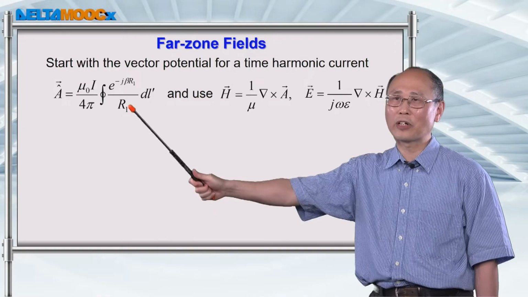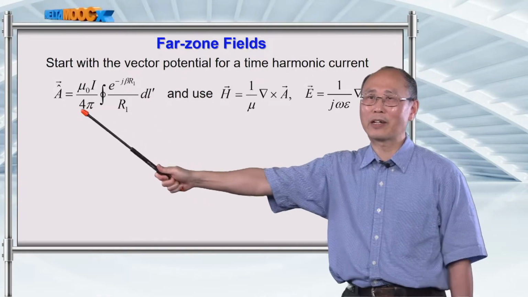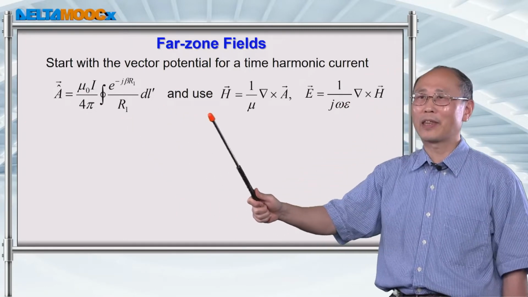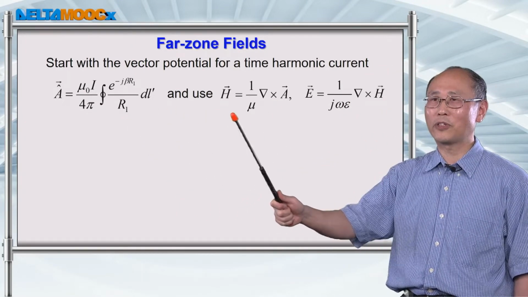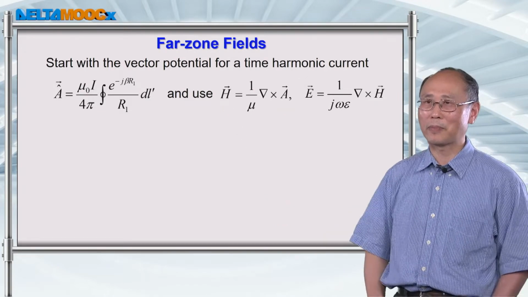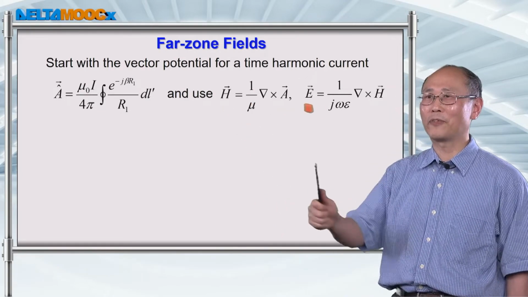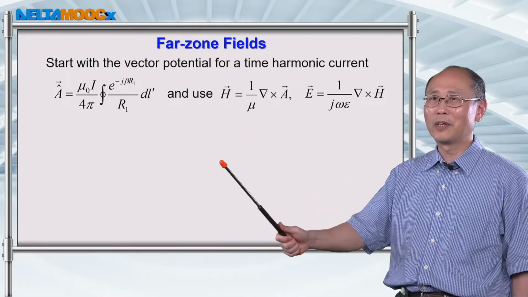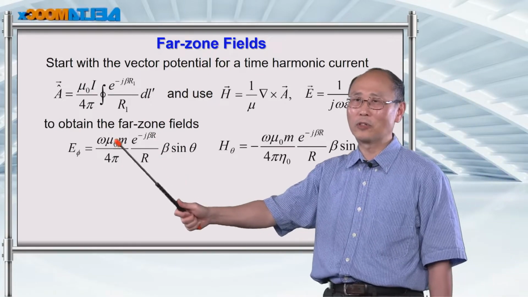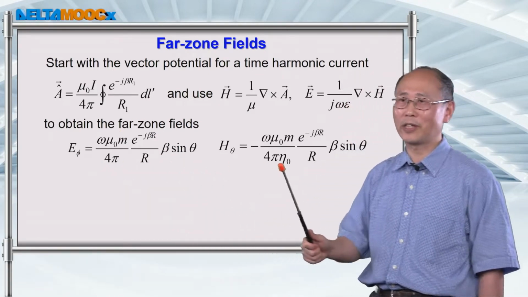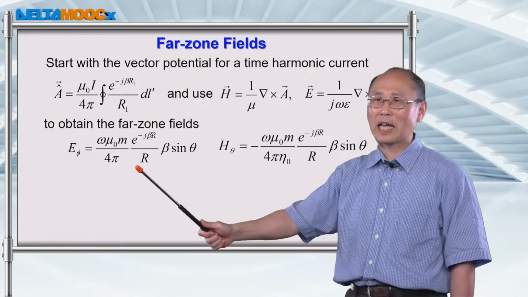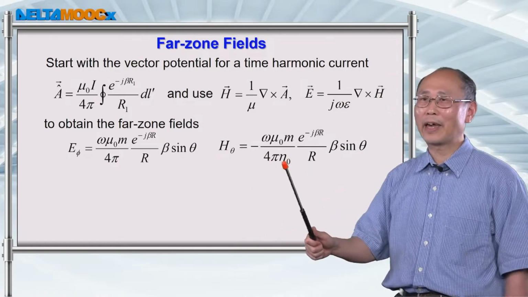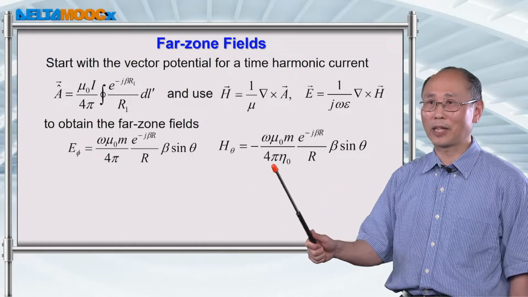So initially you have a current loop. You can calculate the vector potential at location r, and then you use this expression to calculate the magnetic field. Once you have the magnetic field, then you use Ampere's law to derive the electric field. The final result in the far field zone is given by this expression and this expression. So the dominant field components are the phi component of the electric field and the theta component of the magnetic field.